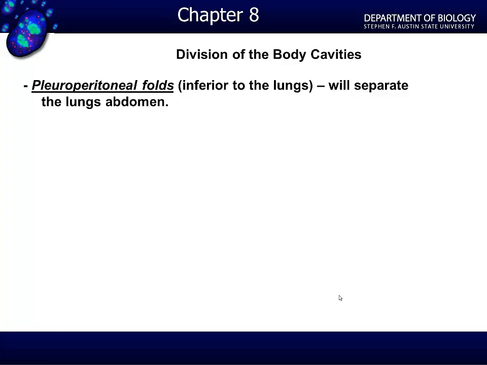Now, the next step that we're going to have is the division of the body and the formation of the lungs. But before we get to that, let's watch a video that illustrates the formation of the pericardial cavity and the separation of it from everything else.